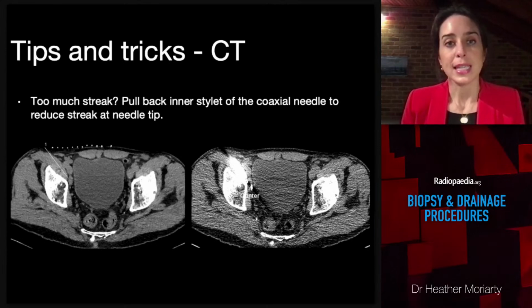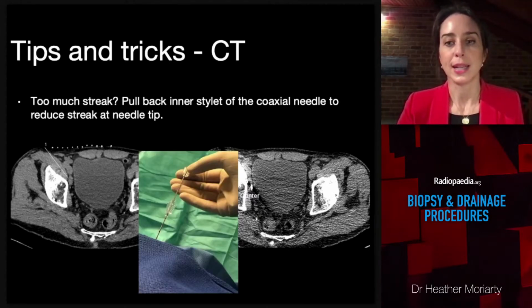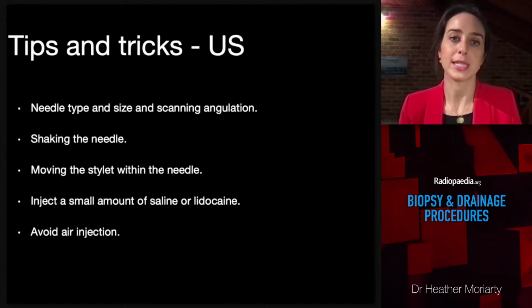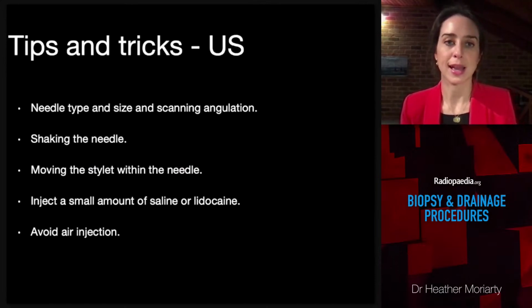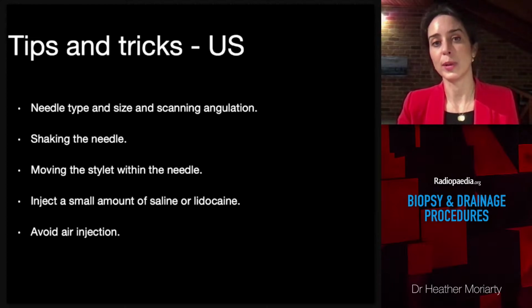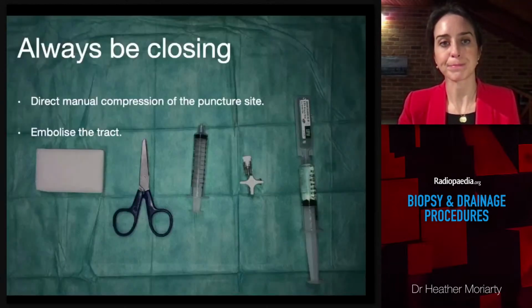If you're using CT and getting too much streak, sometimes pulling back the inner stylet of the coaxial needle helps reduce streak at the needle tip. Needle tip visualization depends on a number of factors such as needle type and size, scanning angulation, but there are some simple maneuvers that can help, including shaking the needle, moving the stylet within the needle, or even injecting a small amount of saline or lignocaine to help see where the tip is.